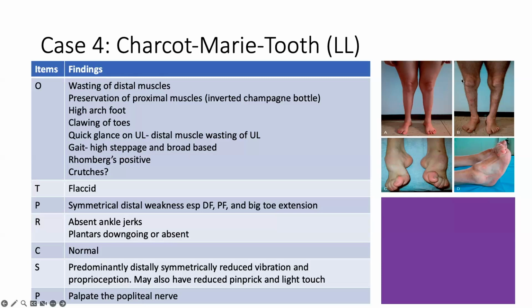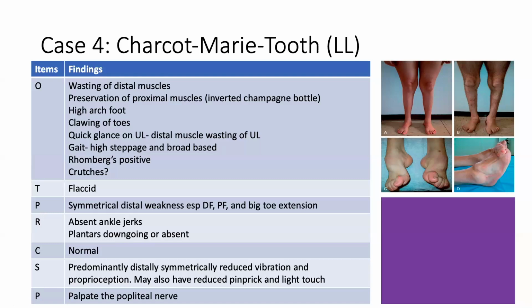So they have this inverted champagne bottle appearance. They have high arch feet. If you look at this foot, if you put your hands down here, you'll see there's a tunnel between your hand and the sole of their foot. They get clawing of the toes, which is essentially happening there. So as I said, top to toe. If they ask you to examine the lower limb, don't just examine the lower limb. Have a quick glance at their upper limbs. They have distal muscle wasting as well.